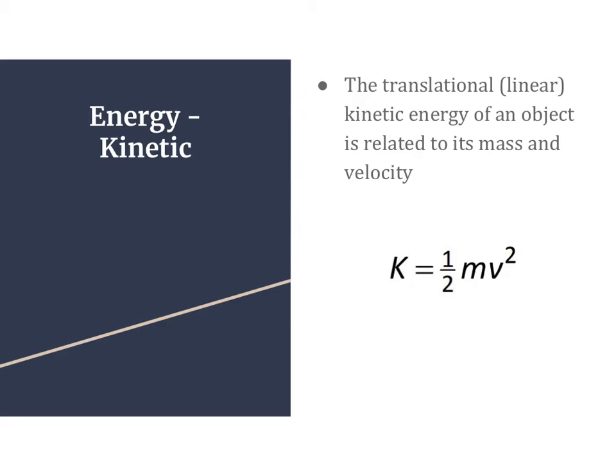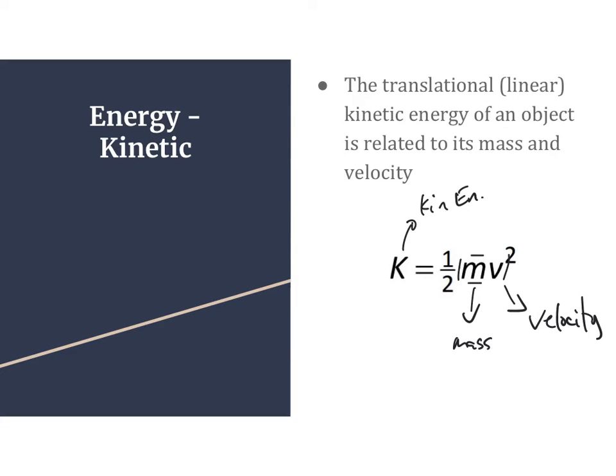Then we have kinetic energy. Our macroscopic kinetic energy equation is 1/2 mv squared, where K is our kinetic energy, m is the mass, and v, of course, is the velocity. Notice that the variables that affect the kinetic energy are the exact same two variables that affected the momentum of an object, the mass and the velocity. But the tie-in between those two is slightly different.